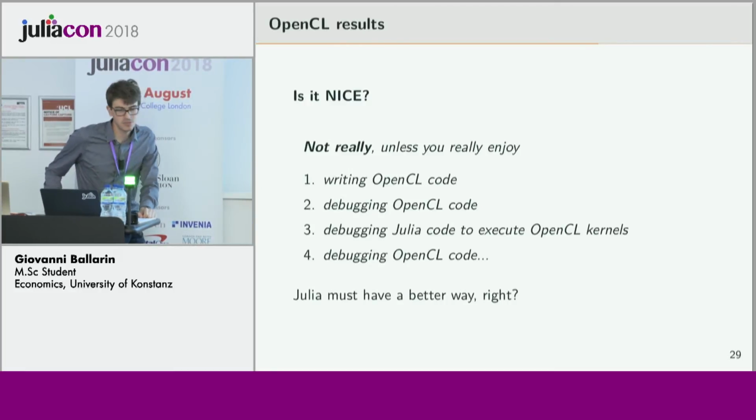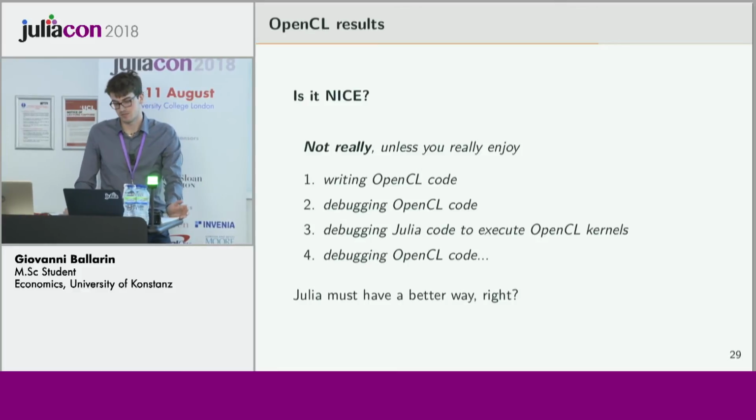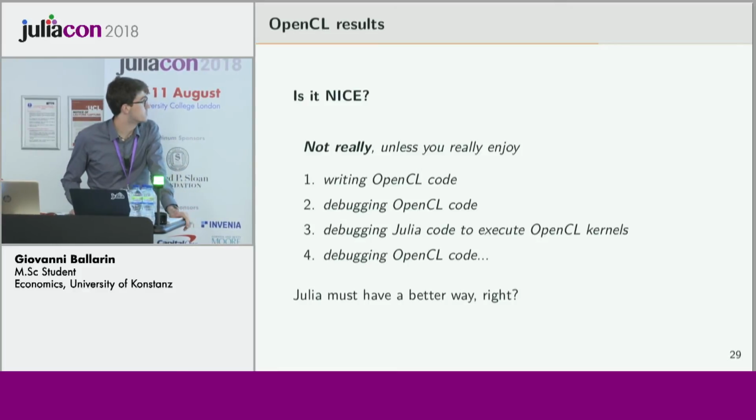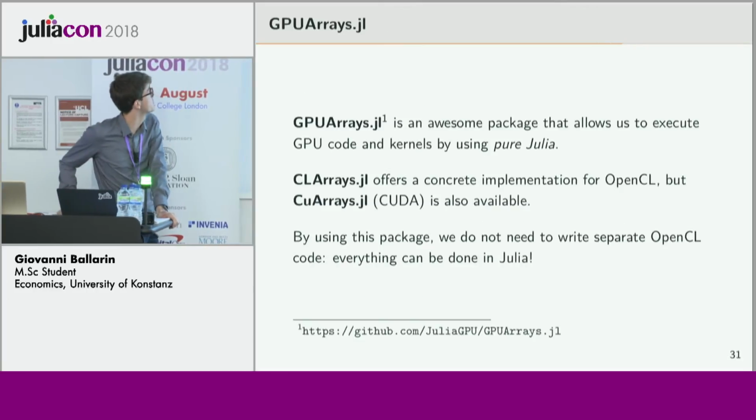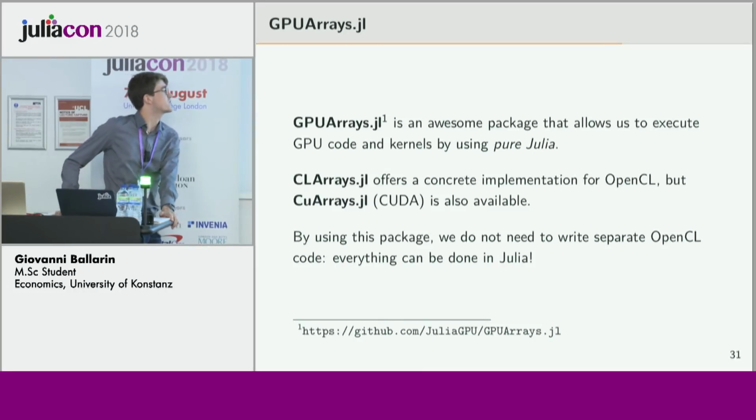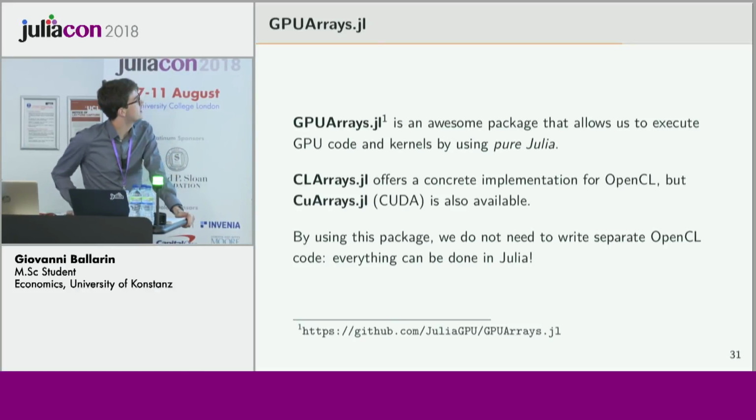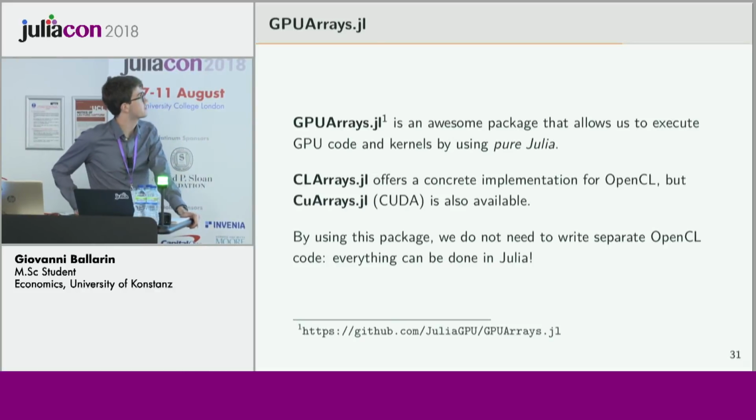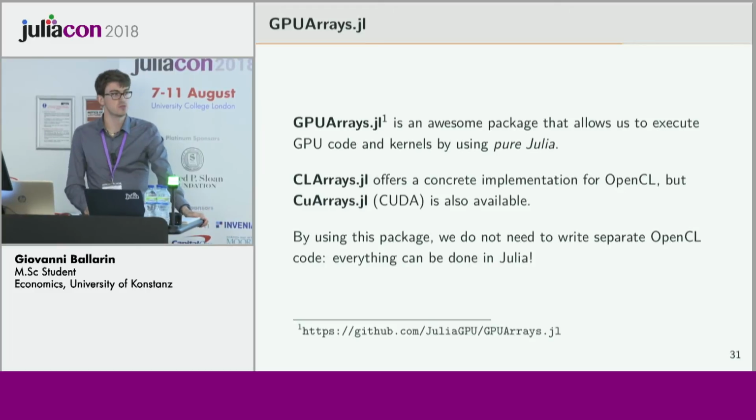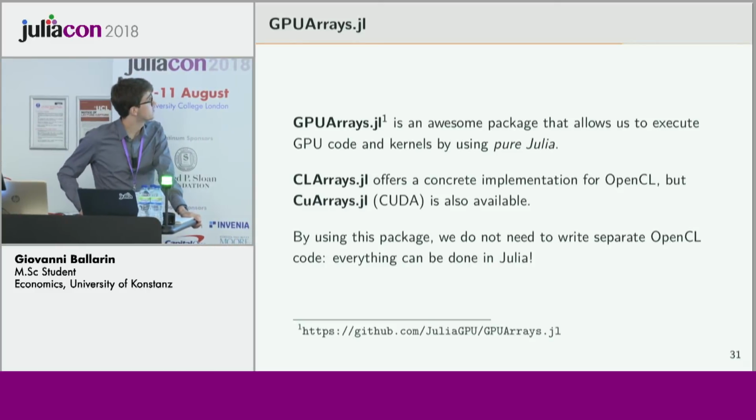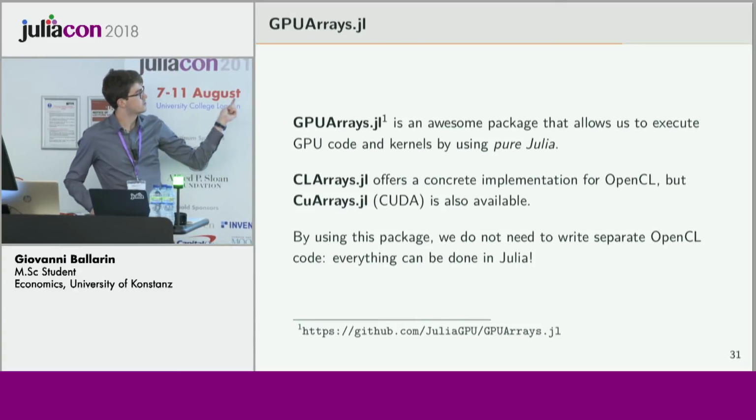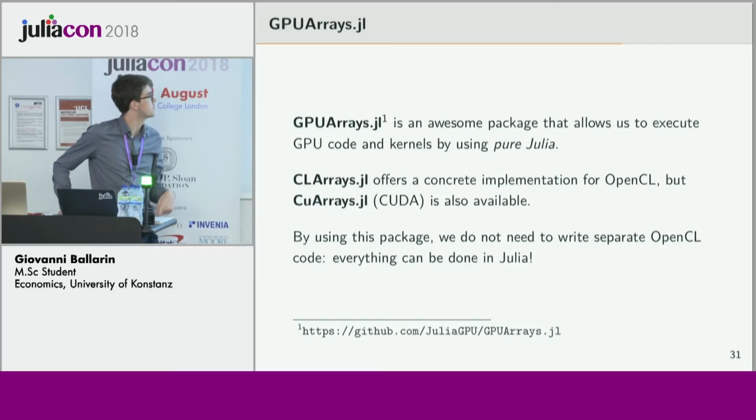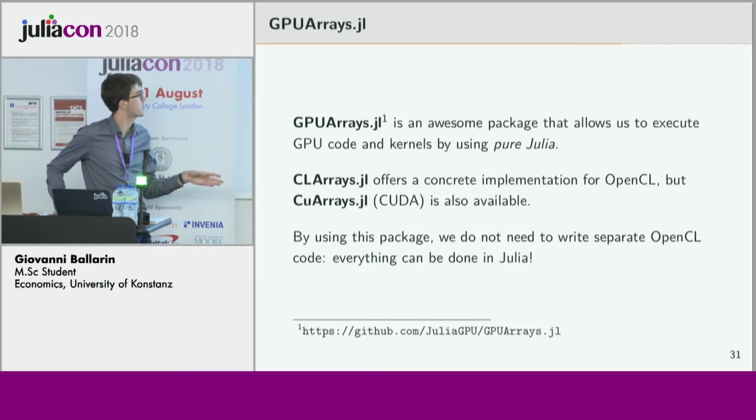So Julia being Julia, there must be a better way. It's its beauty, right? And yes, there is. GPUArrays.jl is, I cannot stress this enough, awesome. For me, it was awesome discovering that you can actually work on arrays on the GPU, and it's so transparent. You have CLArrays, where GPUArrays is abstract, but CLArrays allows you to transpile everything into OpenCL, and it just runs, it works. And everything can be done in Julia.